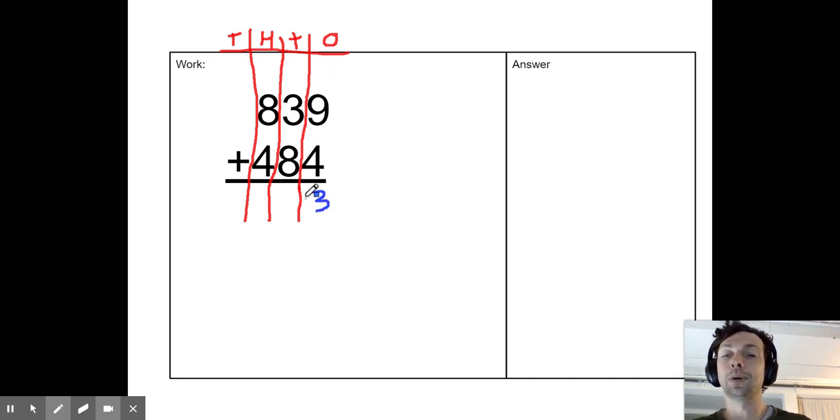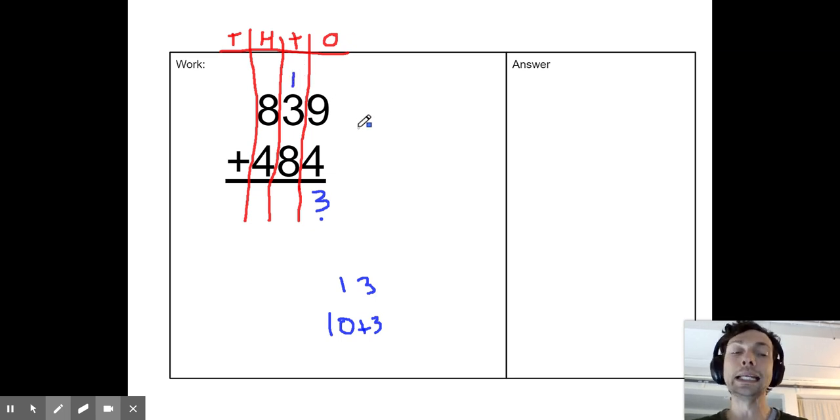However, I cannot put a 13 in the ones place, right? Because it is too large. It's larger than 10. So I'm going to break it up into a 10 and a 3. And that's why that 3 goes right here, okay? That 10 is going to move over here to the tens place, and I'm going to add that into my tens when I add them.